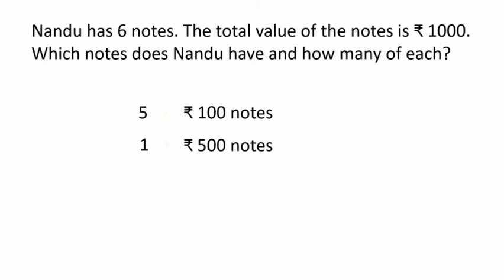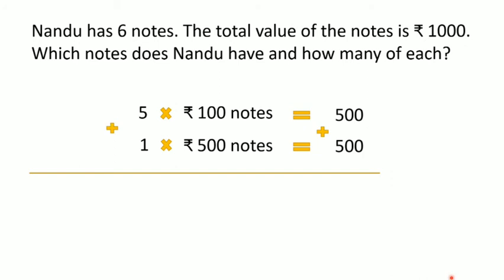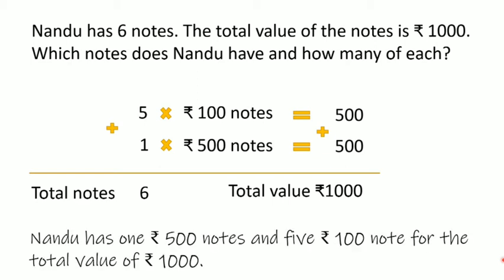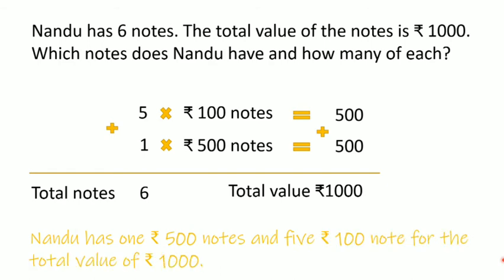So we will write the statement: 5 100 rupees notes and 1 500 rupees note. If we multiply 5 into 100, we will get 500 and 1 into 500, we will get 500. If we add it, we will get the total notes, that is 5 plus 1. We will get here total notes 6 and 500 plus 500, total value 1000. So we will write the statement. Nandu has 5 100 rupees notes and 1 500 rupees note for the total value of rupees 1000.